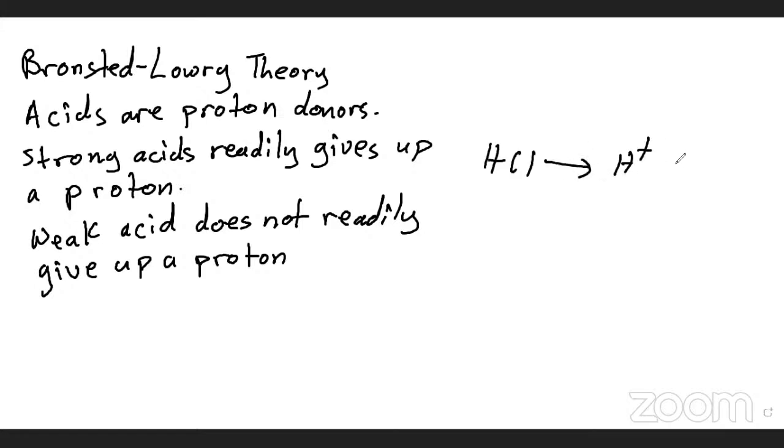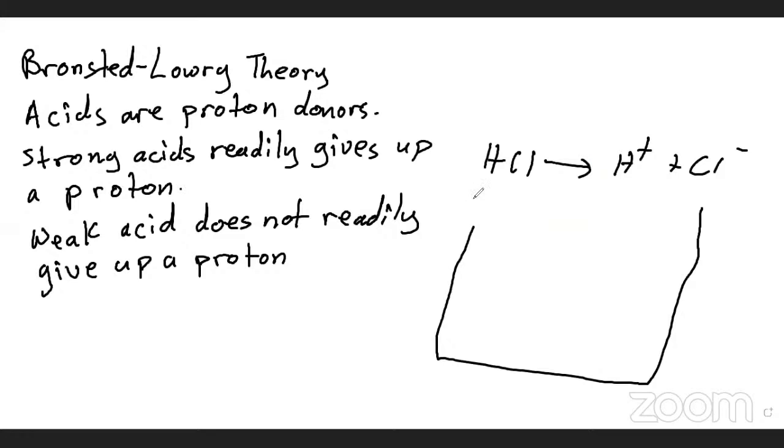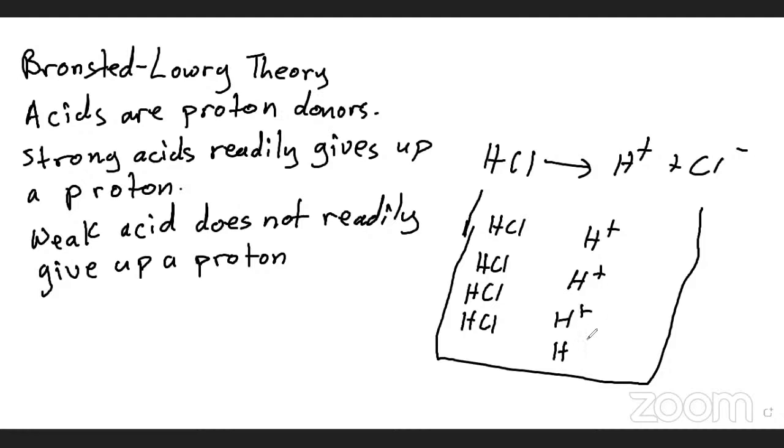Then the HCl. That means HCl molecules. When we speak of an acid completely dissociating, it means that all of the acid molecules present in solution will dissociate. So that is why you will have a lot of hydrogen ions in solution for a strong acid, because all of the molecules will dissociate into hydrogen ions and, of course, the chloride ion. But this is the same thing as saying the acid readily gives up the proton.